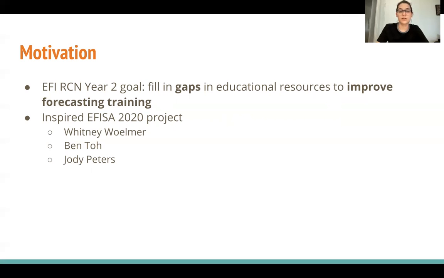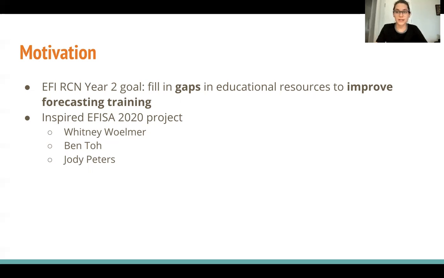This goal of the RCN inspired the Student Association to start a working group after their 2020 meeting to create educational resources related to ecological forecasting, spearheaded by early career researchers. So our working group was myself, Whitney, and Ben, and with help from Jody Peters. And we wanted to start creating these educational resources.